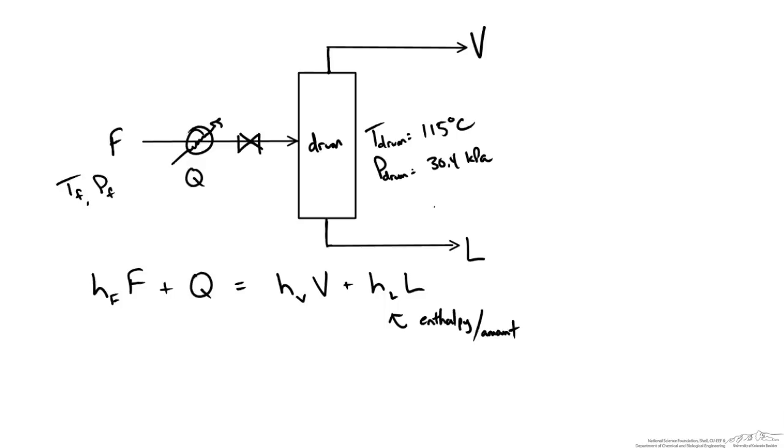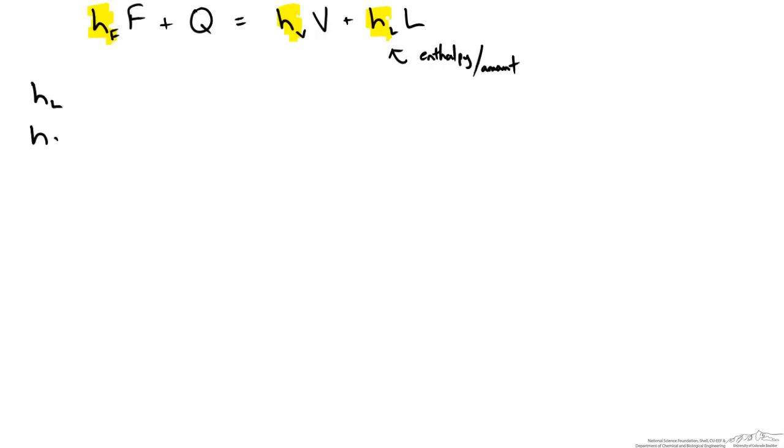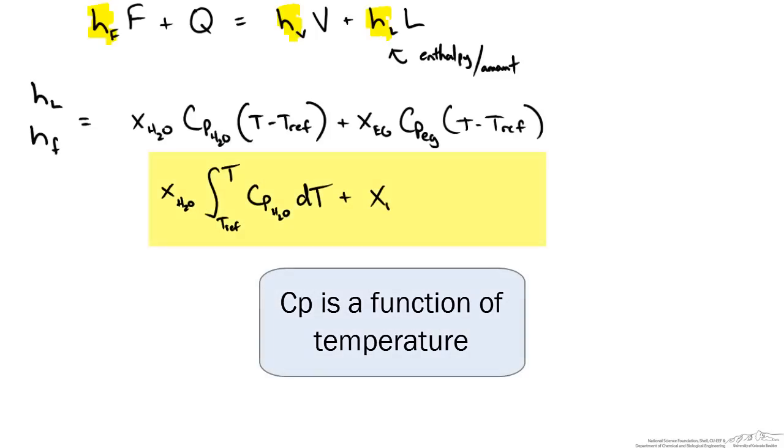And so now we need to determine the enthalpy of our feed and our vapor and liquid streams. Because we have the temperature for these streams, we could determine the enthalpy. So let's quickly work through that. For the liquid stream and the feed stream, since we're feeding a liquid, we could treat these the same. And this is going to be a weighted average of our two species contributions. And so if we do it this way, we may get a more accurate answer.